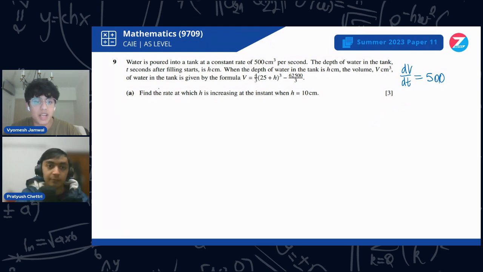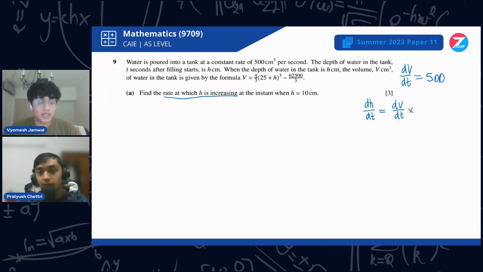It says rate at which h is increasing. So it's talking about change of h with change of time. So what we need to find is dh upon dt, right? And then let's use how I think about it. So dh upon dt equals dV upon dt, which we've already been given. And we just need to see what extra we need to find, and in this case, it's going to be dh upon dV.